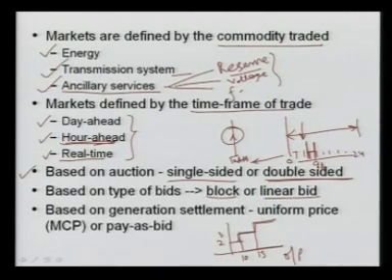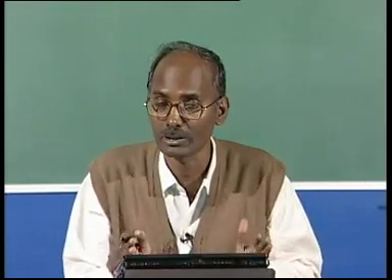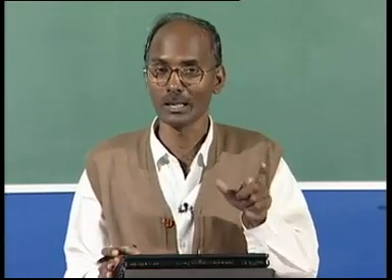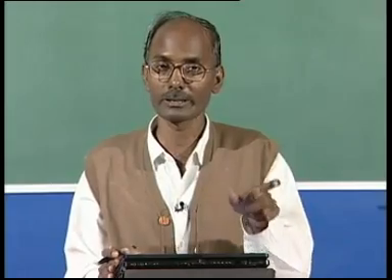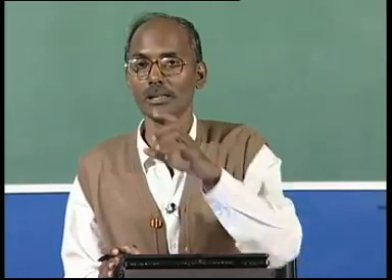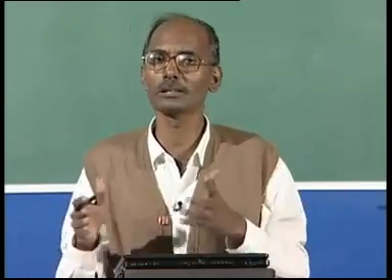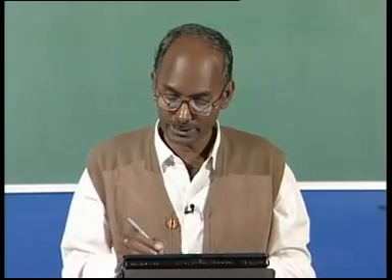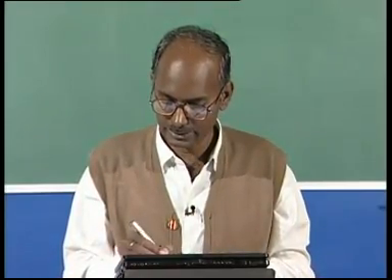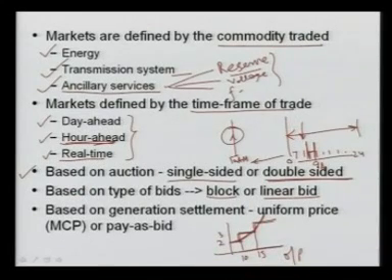Suppose a utility has 100 megawatt capacity. It can say, okay, I'll sell the first 10 megawatt at this rate, next 20 at this rate, next 30 at this rate. So it is flexible, and it can bid differently. Why is it increasing? Because the cost keeps on increasing, the quadratic characteristic. So it is called block bidding.